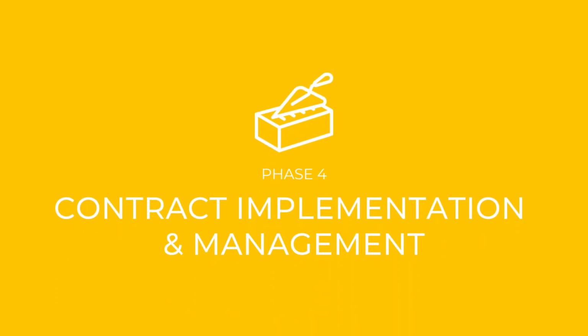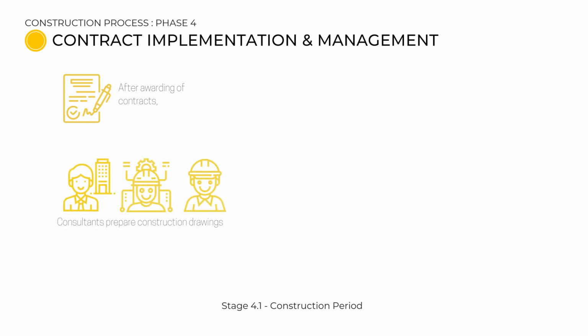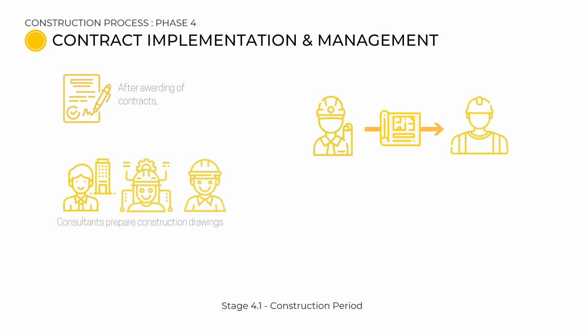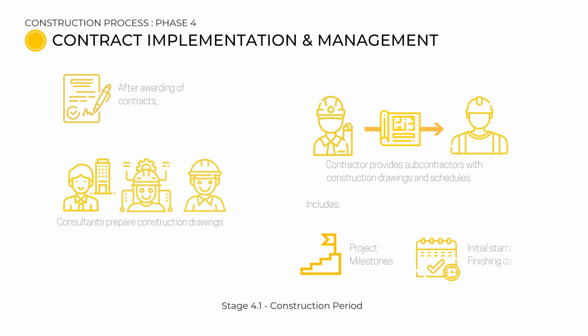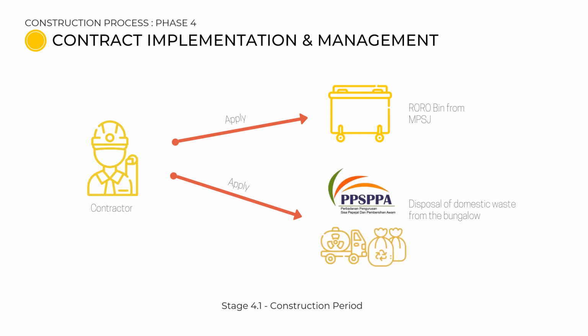Proceeding into Phase 4, Contract Implementation and Management. After awarding of contracts, the consultant prepares construction drawings. After it's completed, the contractor provides subcontractors with the drawings and schedules that includes project milestones with initial starts and finishing dates. The contractor then applies for a permit from NPSJ for construction waste disposal and PPS-PPA to handle the disposal of domestic waste from the bungalow.